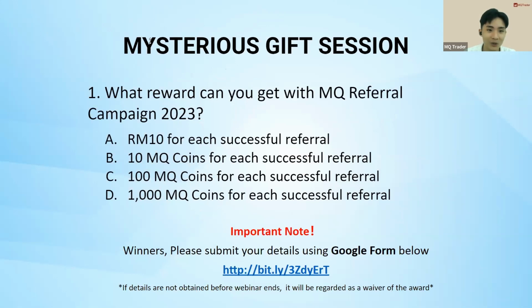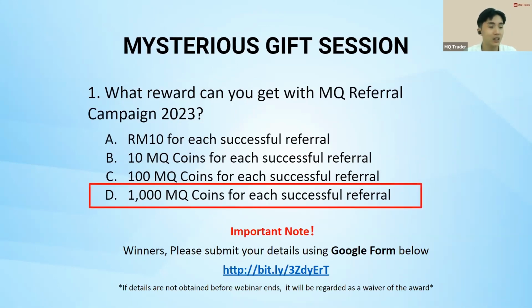Oh, I see there are some wrong answers here. But just a moment, let us find who are the 2 fastest ones. So the correct answer is D, 1000 MQ coins for each successful referral, which is actually equivalent to 10 ringgit. So let me check the first 2 persons. Okay, the first 2 that won are Victor Aoyong and Chiu.